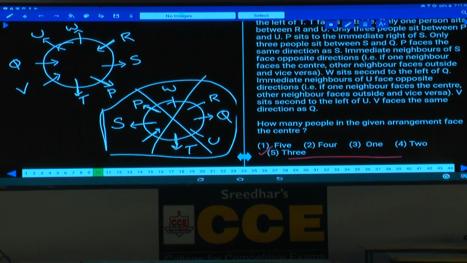Then question number 10. How many people in the given arrangement are facing the center? Tell me how many are facing the center here. There are only 3 persons facing the center. That is choice 5.